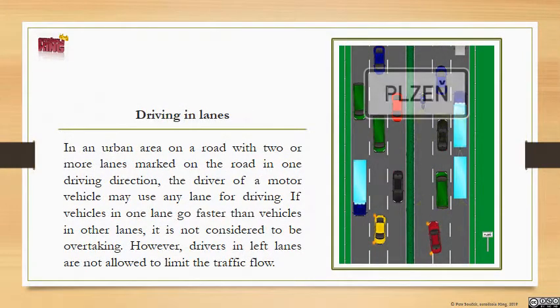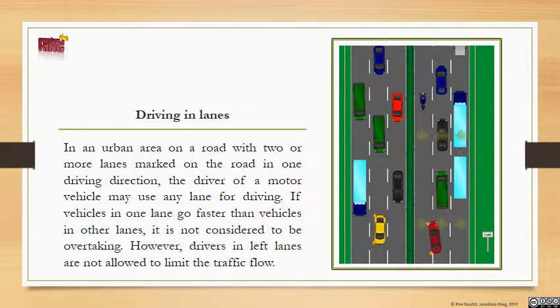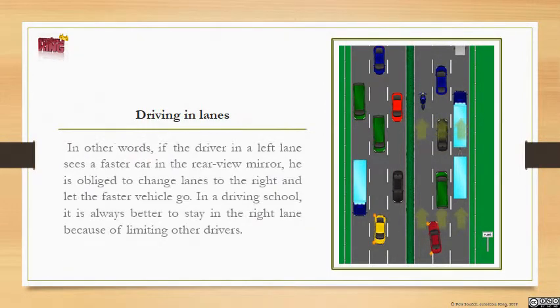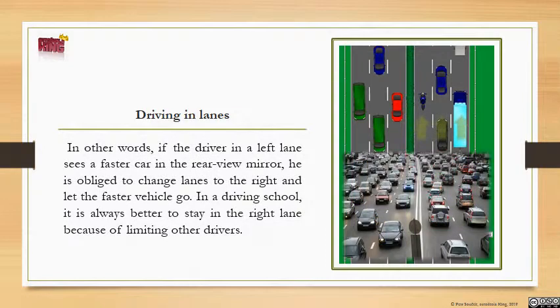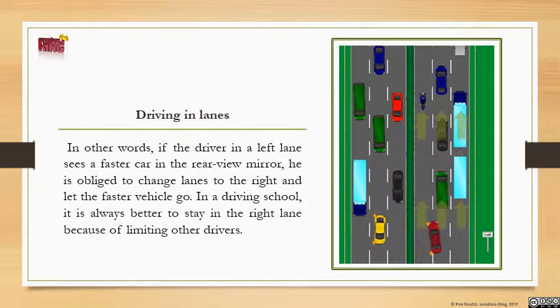In an urban area on a road with two or more lanes marked on the road in one driving direction, the driver of a motor vehicle may use any lane for driving. If vehicles in one lane go faster than vehicles in other lanes, it is not considered to be overtaking. However, drivers in left lanes are not allowed to limit the traffic flow. In other words, if the driver in a left lane sees a faster car in the rearview mirror, he is obliged to change lanes to the right and let the faster vehicle go. In a driving school, it is always better to stay in the right lane because of limiting other drivers.